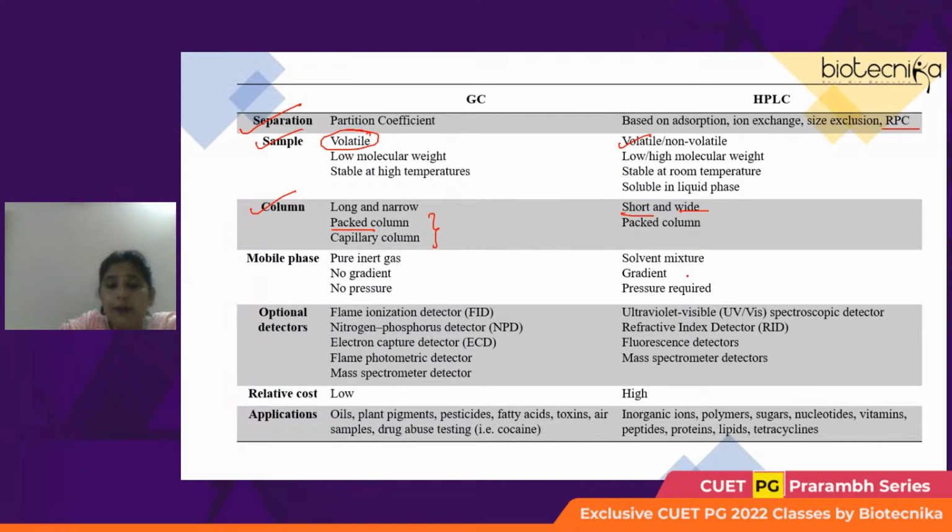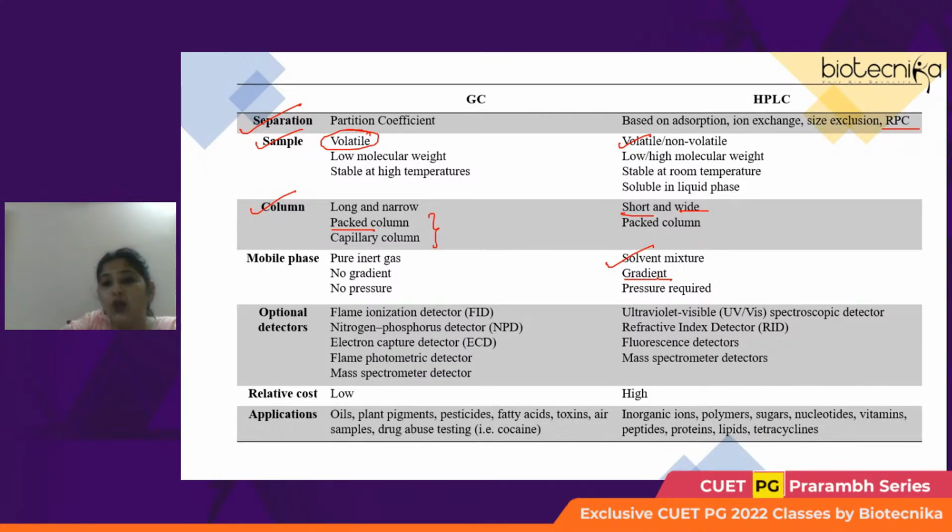Now, what is the difference in mobile phase? In gas chromatography, it's an inert gas. You can use hydrogen, you can use nitrogen, right? And no pressure you have to provide here. Even for the mobile phase, no gradient is required. But in HPLC, a solvent mixture is there. Your mobile phase is a mixture of solvents, and gradient can be applied.